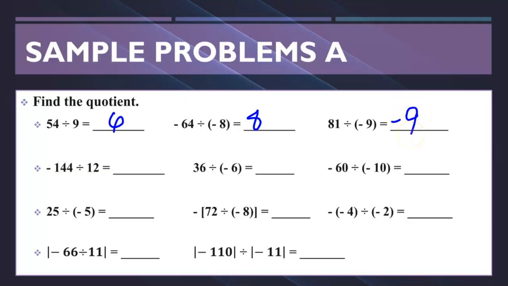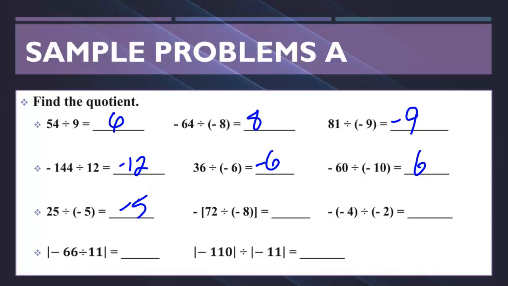-144 divided by 12 would also give us a -12 because one's positive, one's negative. 36 divided by -6 is -6. -60 divided by -10. Since the signs are the same, I have a positive answer, which would be a +6. 25 divided by -5 would give us -5 because one's positive, one's negative. Here I have 72 divided by -8, which will give us -9.